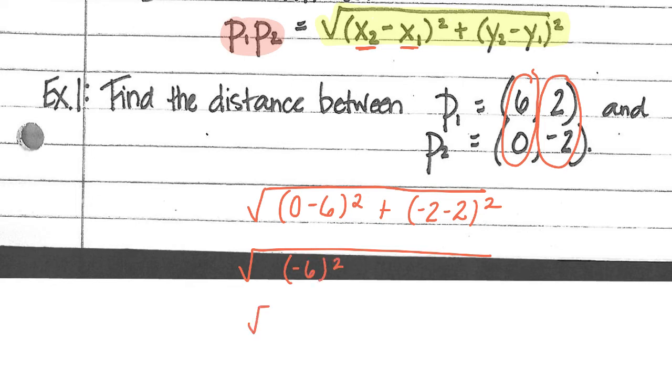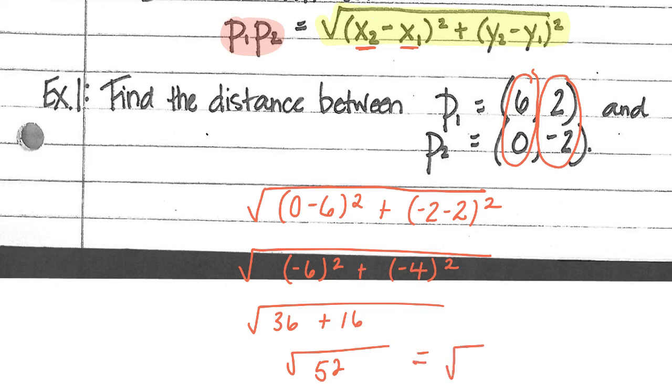Well, 0 minus 6 is a negative 6. Negative 6 squared is a positive 36. Negative 2 minus 2 is a negative 4. And negative 4 squared is a positive 16. Well, I know that 36 plus 16 is 52. And because this is a radical, we do have to reduce.